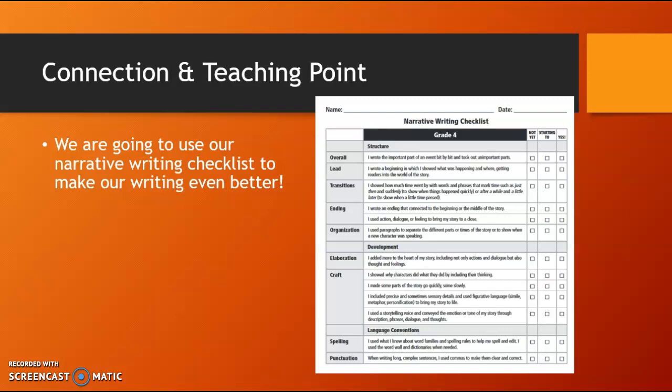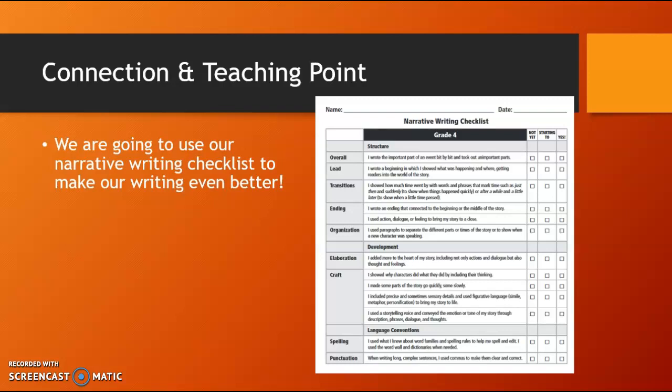So we're going to use this narrative writing checklist to make sure that we've met all of the requirements, or we're working to meet all of the requirements of what we are saying a fourth grade narrative should look like to make it the best that we can make it. So let's just take a minute and let's dive in a little bit deeper to look at this checklist.